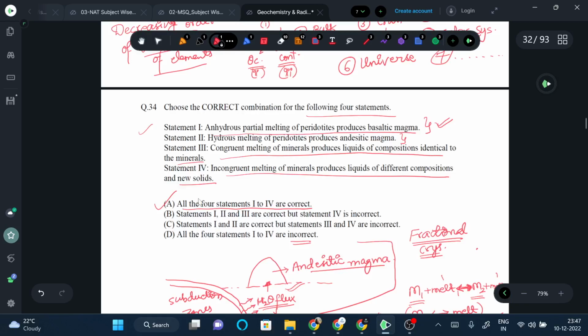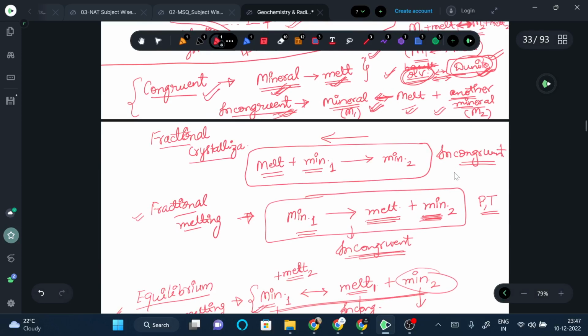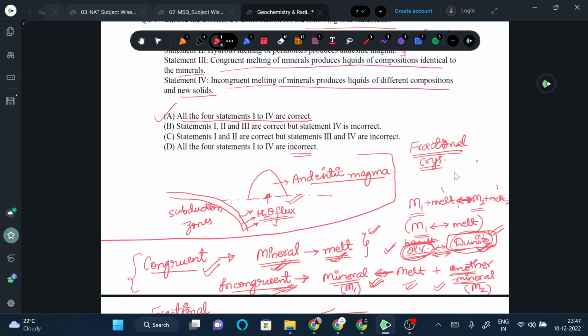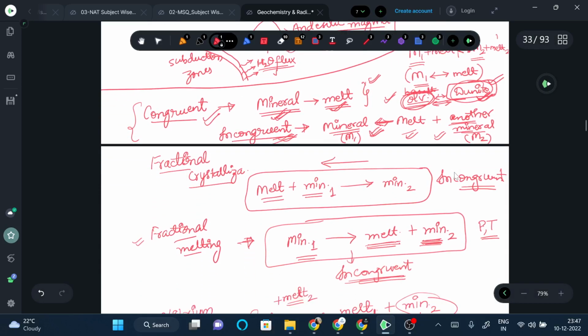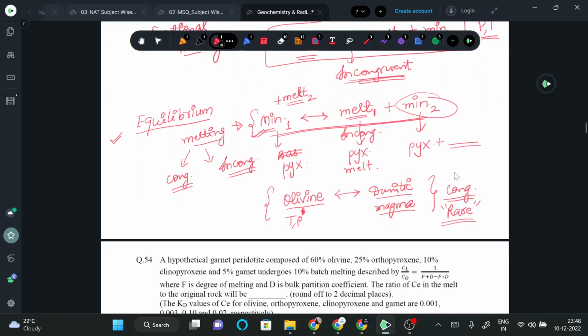So I hope this question is also clear to you all. Mostly congruent and incongruent is not used for crystallization. It is used for melting. There is congruent melting, there is incongruent melting. Congruent melting is just that the solid completely converts itself into the melt and the composition remains the same on both sides. And in incongruent melting, the solid will convert into melt, but it will produce a new solid and the composition will differ. The melt will have a different composition, and the new solid will also have a different composition.